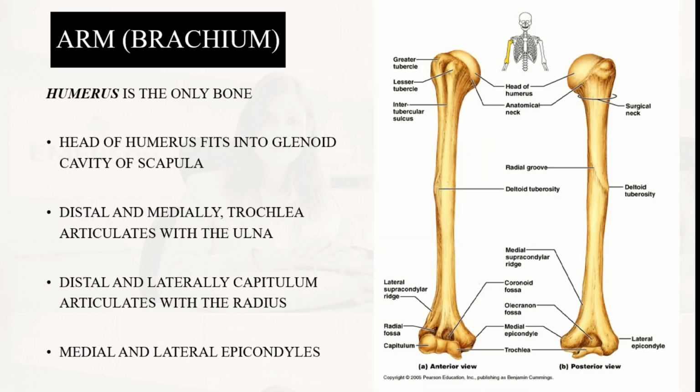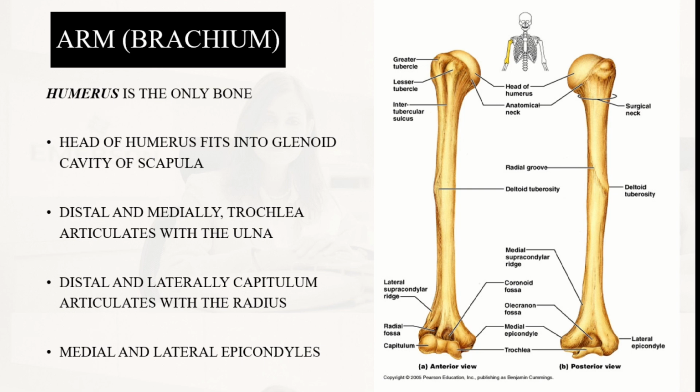Then let's go into detail on the arm. The arm has only the humerus. The humerus is the only bone, and if an exam comes, maybe asking you to draw a long bone, at least you can try to draw the humerus, and this is how it looks. Then the head of the humerus fits into the glenoid cavity of the scapula, and distally and medially we have the trochlea, which articulates with the ulna.